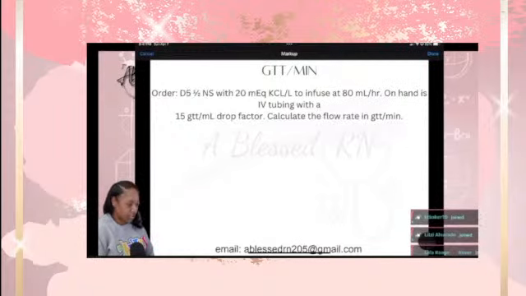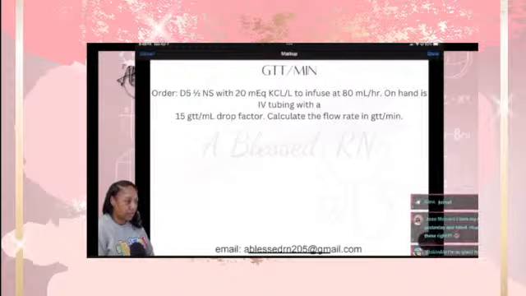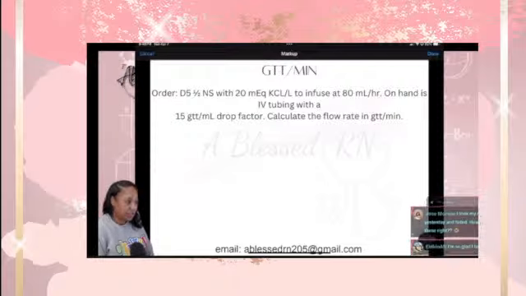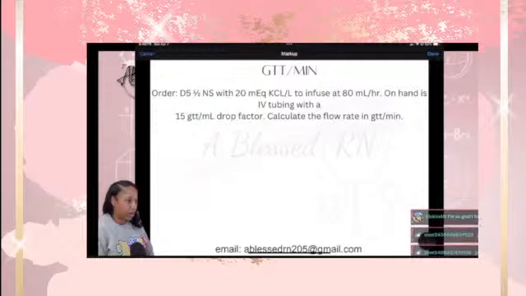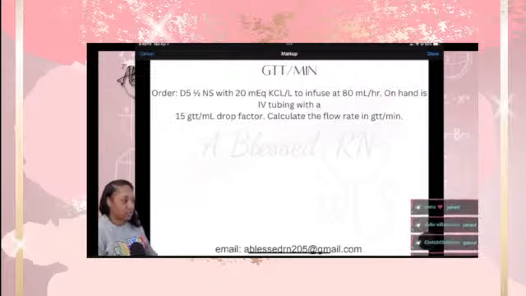All right. So what do we have here? D5 half normal saline with 20 milliequivalents of calcium chloride per liter is to infuse at 80 milliliters per hour. On hand is IV tubing with 15 drops per mL drop factor. Calculate the flow rate in drops per minute.